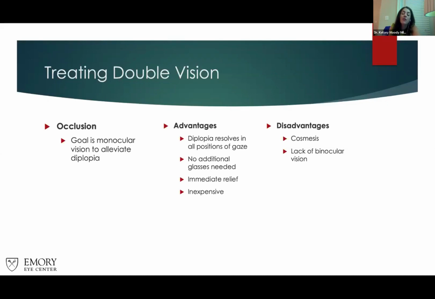However, some patients are very, very sensitive to the fact that they may be asymptomatic in primary gaze, but when they move their eyes in any other direction, they're going to have double vision, and it can be very bothersome.